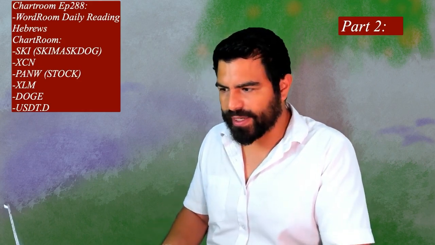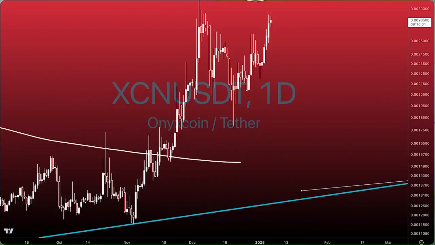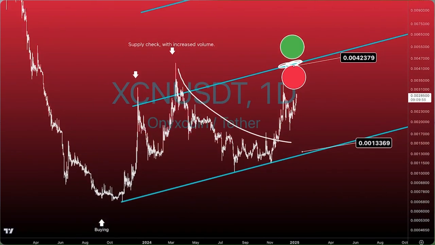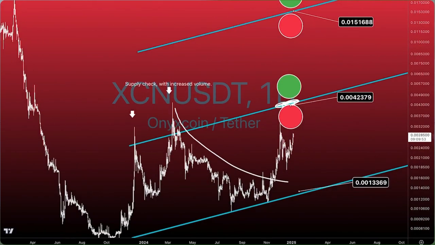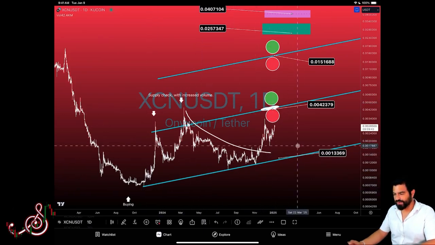Okay, Onyx coin, XCN, close to 20 cents. Here's a look at our current chart for XCN, Onyx coin. When I last looked at this chart, what I believe I'm looking at right now is a bullish type of uptrend for Onyx coin, or XCN.